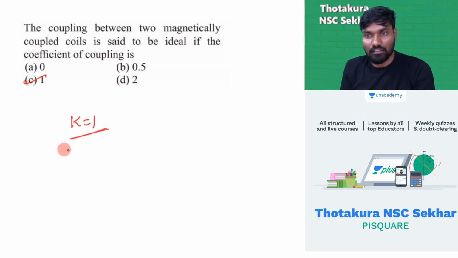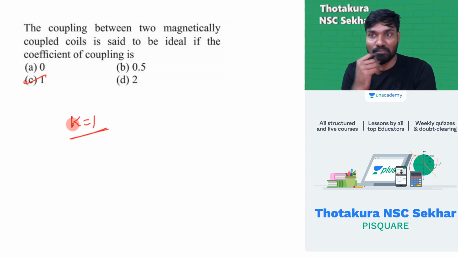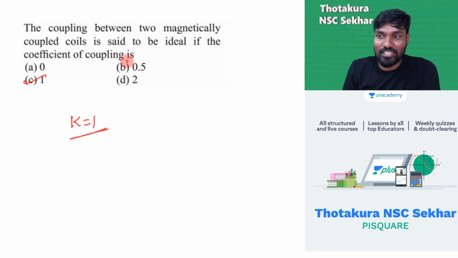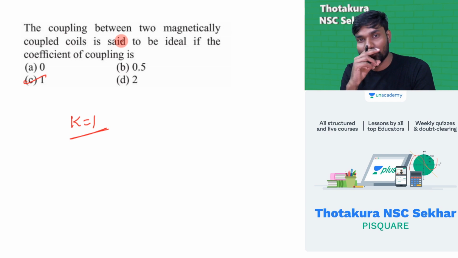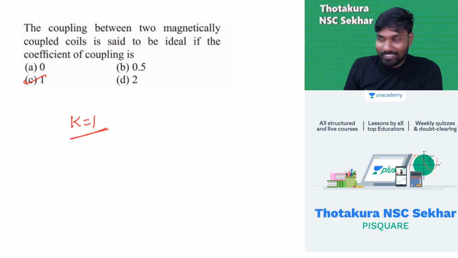If you're a couple, if you have a girlfriend or a boyfriend, then when will we say you have a perfect coupling? When the coefficient of coupling is 1. Whatever I am saying, my girlfriend understands exactly what I am trying to say, the way I want to say it. That's a perfect coupling. Do you think that will happen? God knows. Next one.